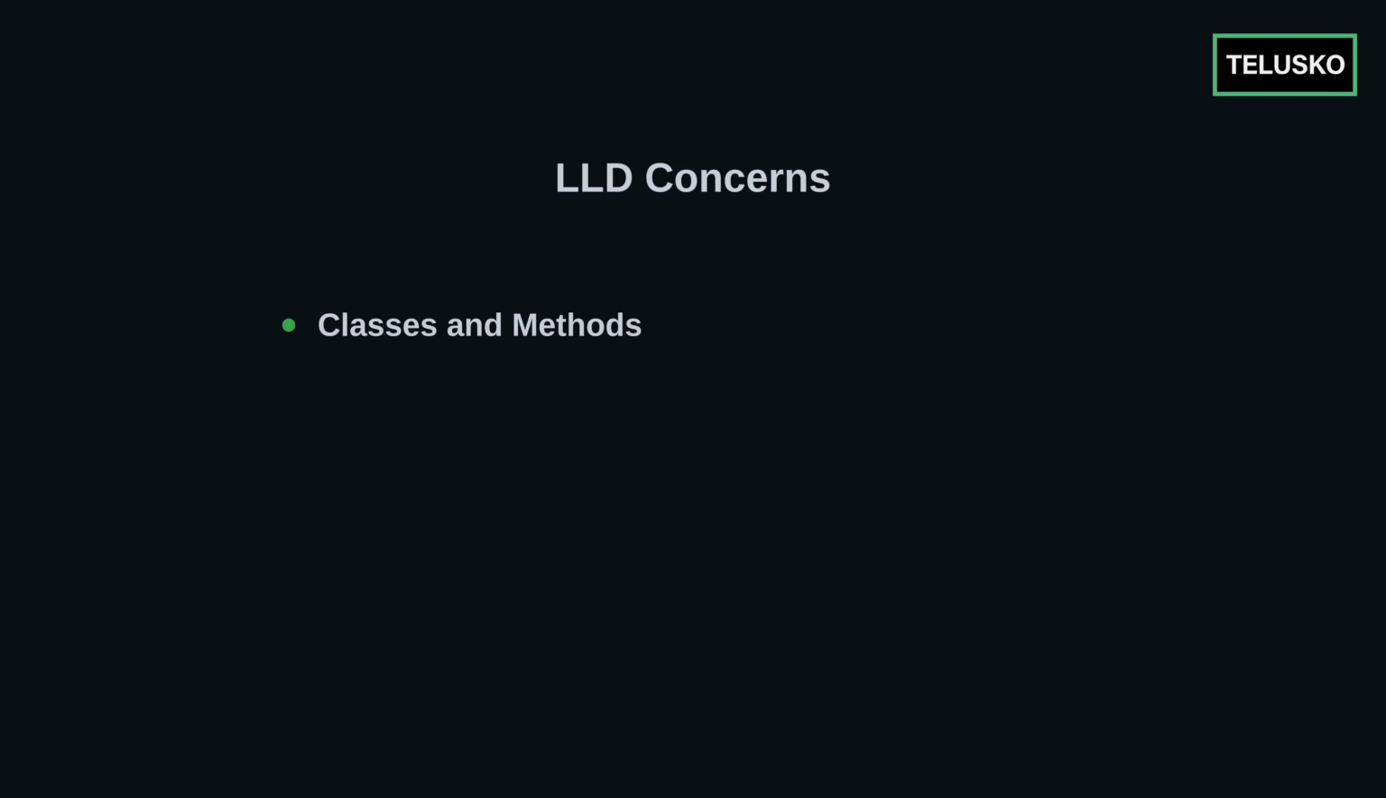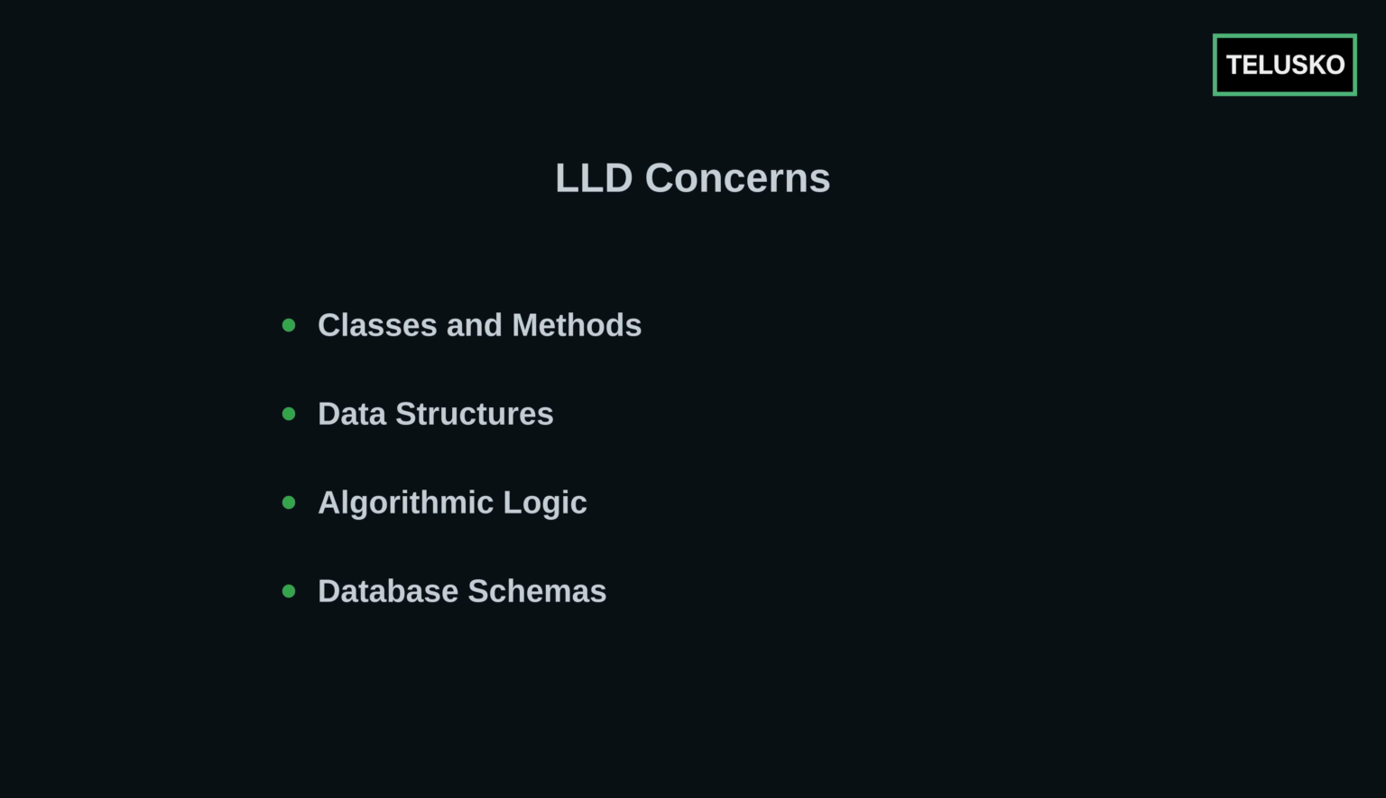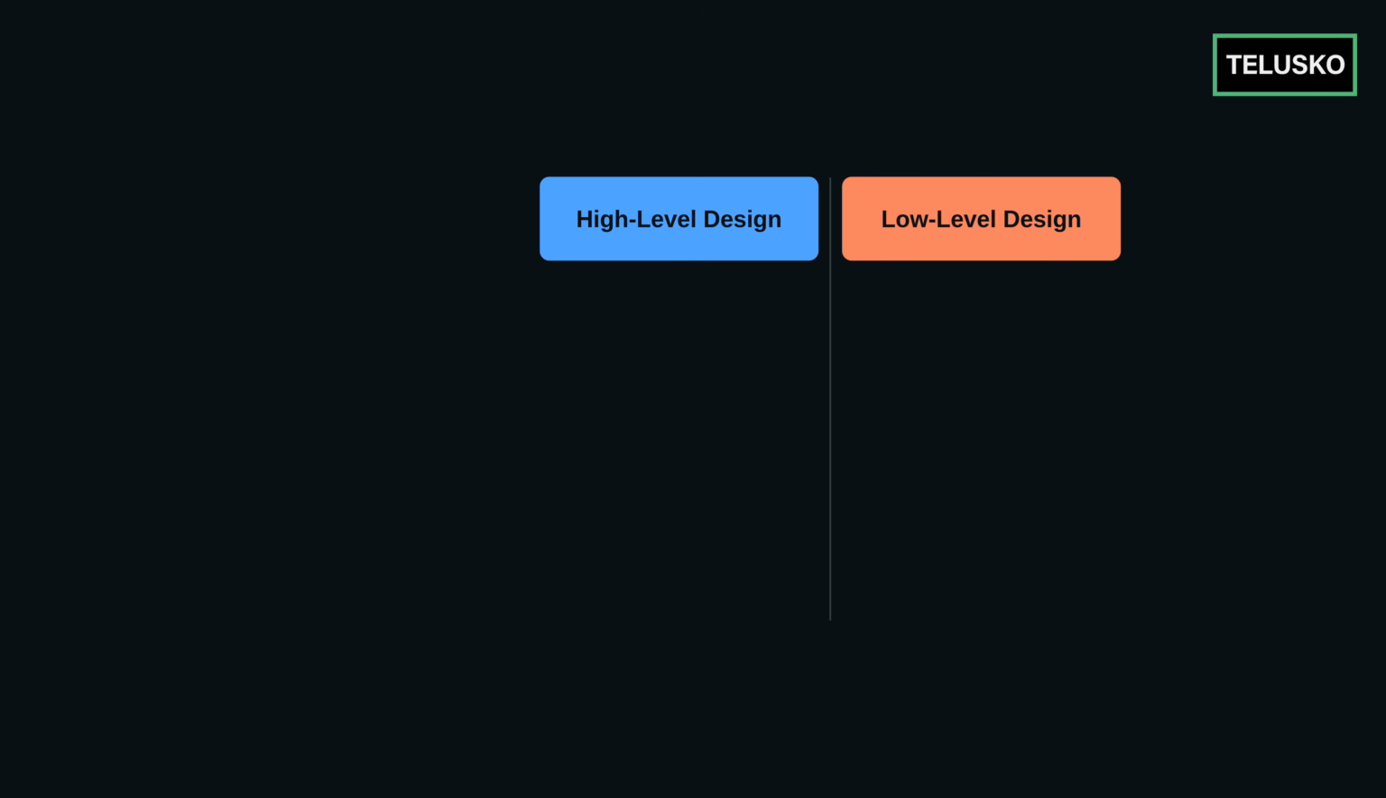When you switch your attention to low-level design, your focus narrows significantly toward code-ready specifics. You define the exact classes and public methods, choose precise data structures for memory efficiency, write algorithmic logic for complex business rules, and draft database schemas with strict column types. Understanding how they differ is crucial for any developer who wants to build maintainable systems.